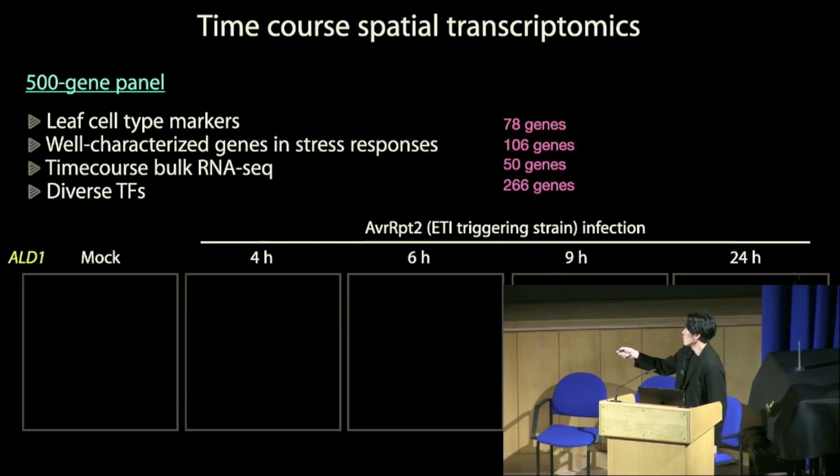Here I'm showing one of 500 genes, ALD1, which is a known immune gene, and you can see a nice induction of this gene. This means that MERFISH is highly target specific. You don't see off-target signal from non-infected plants. So we basically have 500 of those images. So it's a bunch of images.